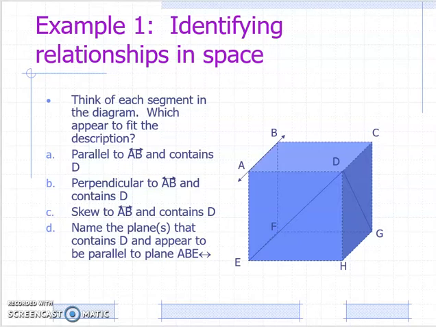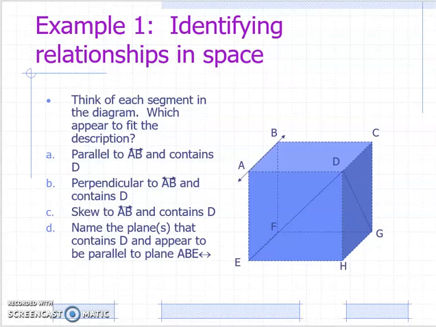All right, letter C. I want to find a line that would be skew to AB that also contains the point D. Now, remember what we said skew means. Skew is the idea that we have 2 lines that do not intersect, but they are not in the same plane. So take a look at, again, line AB and try to find a line that is skew to that and contains the point D. Are you thinking DH?